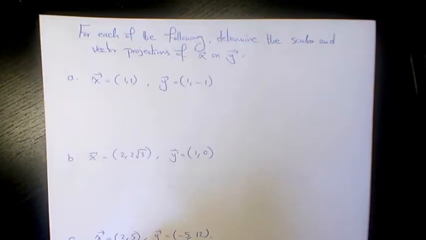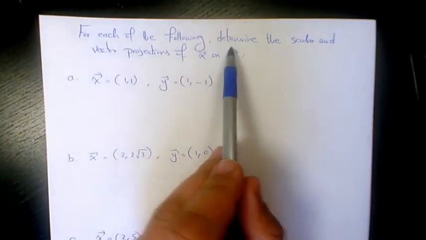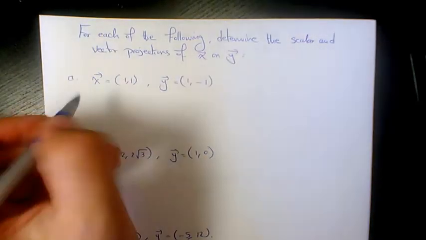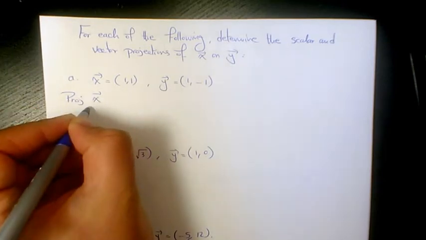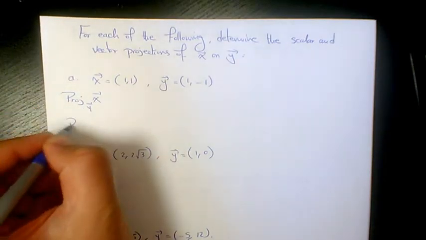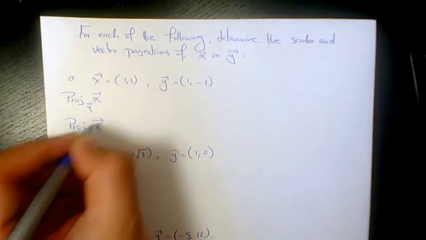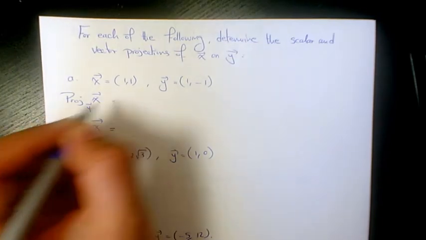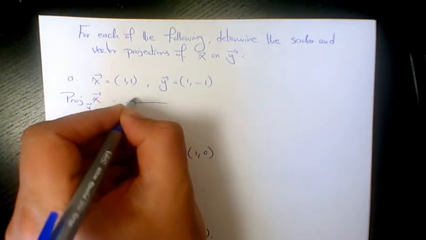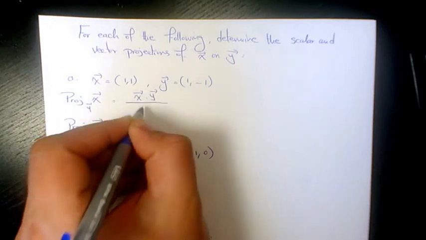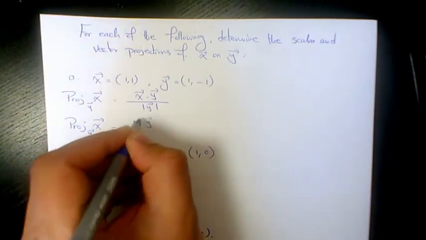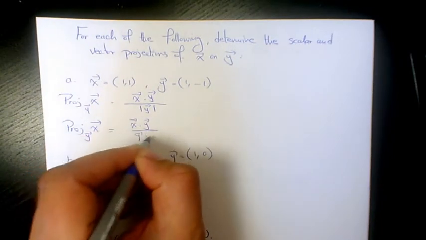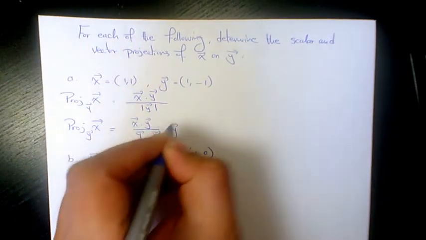Now in this example, it says for each of the following, determine the scalar and vector projection. So projection of x on y and vector projection in here. That's the scalar and vector. So it's going to be x dot y divided by magnitude of y, and here we have the dot product of x and y divided by dot product of y and y times y.